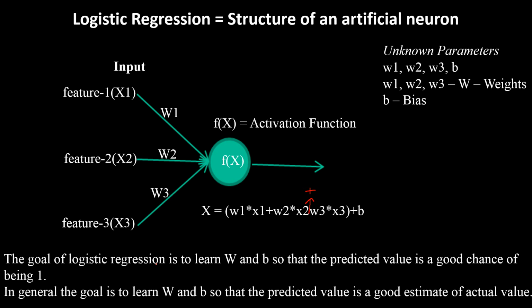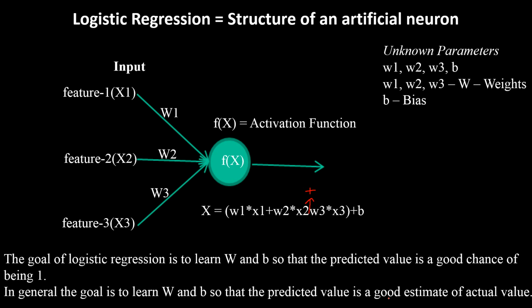So the goal of logistic regression is to learn this w and b so that the predicted value has a good chance of being 1. Since it's a binary classifier, we are predicting the probability of getting class 1, because the probability of getting class 0 will be 1 minus that. So in general the ultimate goal is to learn w and b so that the predicted value is a good estimate of the actual value.